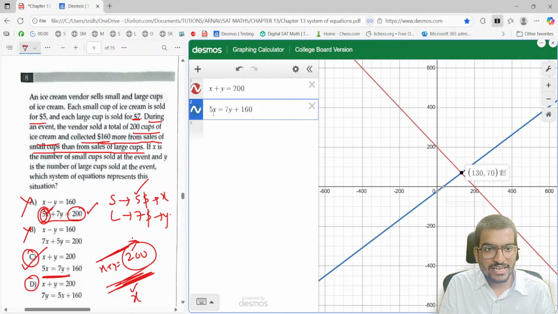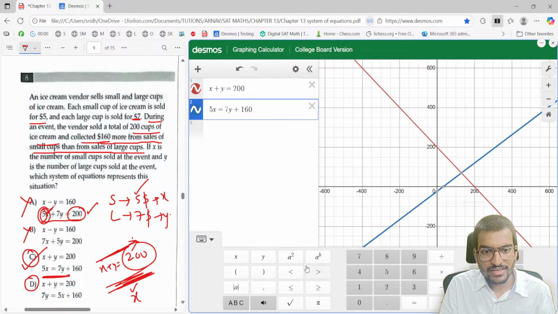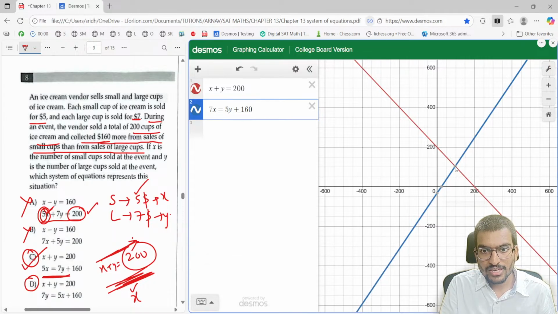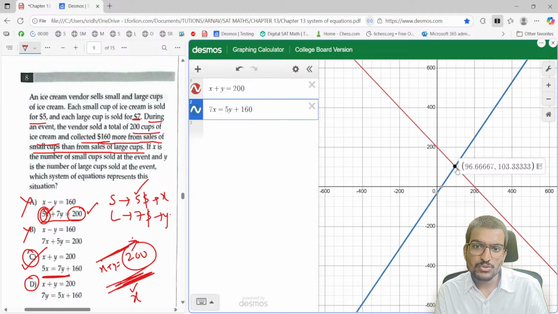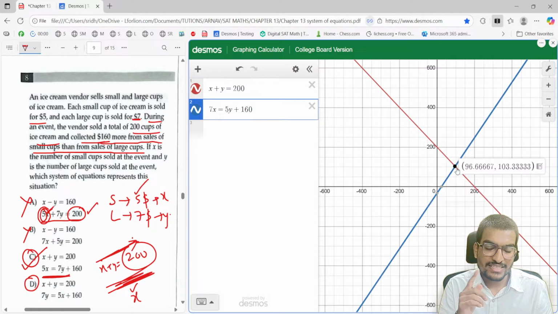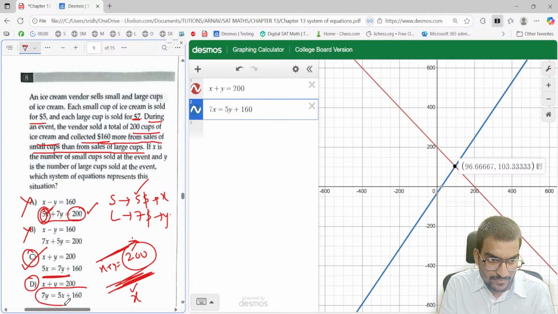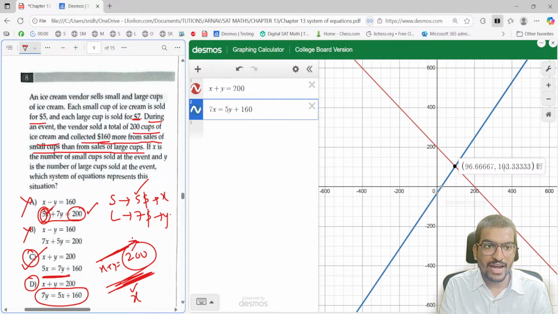Let's change the equation. If this is 7, then what happens? Is it going to help us? It's going to be 7 and 5. So we get something like 96 and 103. When I change the second equation, I only change this part. I inputted the D option, and I'm getting a point where 96 and 103, if I add, it's going to be 200 cups.